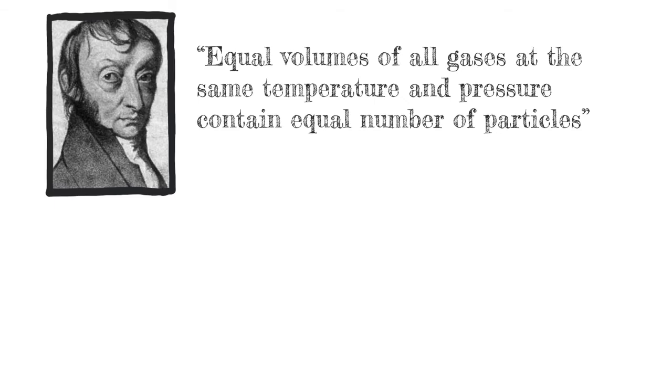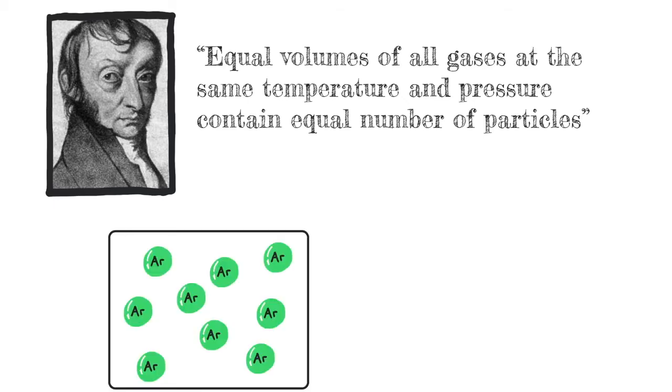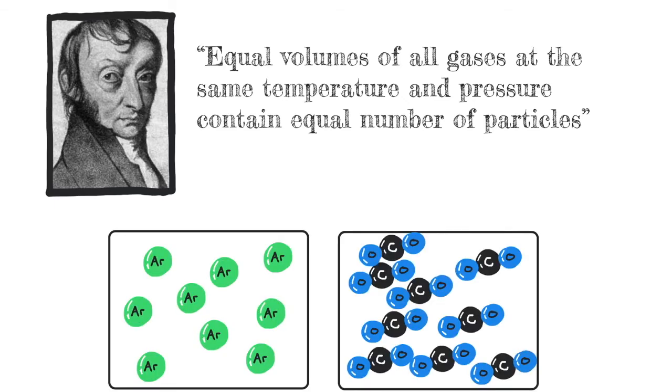In fact, Avogadro improved on this law in 1811, who stated, equal volumes of all gases at the same temperature and pressure contain equal numbers of particles. For example, 9 particles of argon gas and 9 particles of carbon dioxide gas occupy the same volume when at the same temperature and pressure. Particles could also represent molecules or moles. This is a pretty big discovery, so knowing the mass of a gas allows us to calculate its volume.